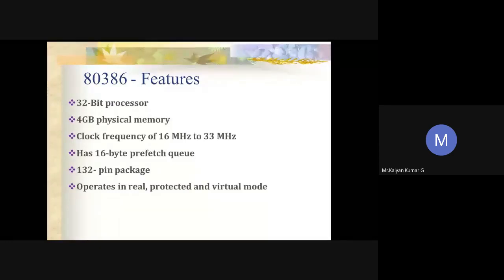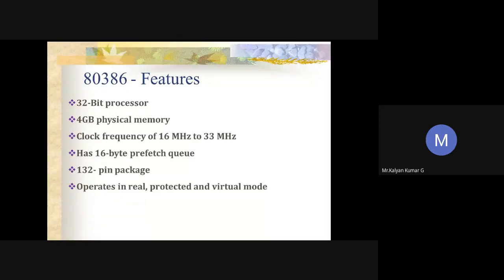First we'll start with the features. What are the features we have in the 80386? It's a 32-bit microprocessor, which means it can support 8-bit, 16-bit, and 32-bit operands. It will have 32-bit registers, and a 32-bit internal and external bus. Everything will be 32-bit in nature.